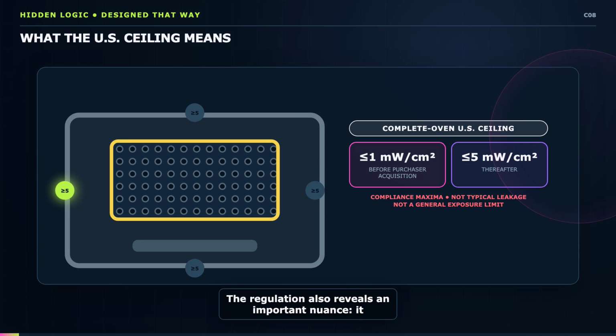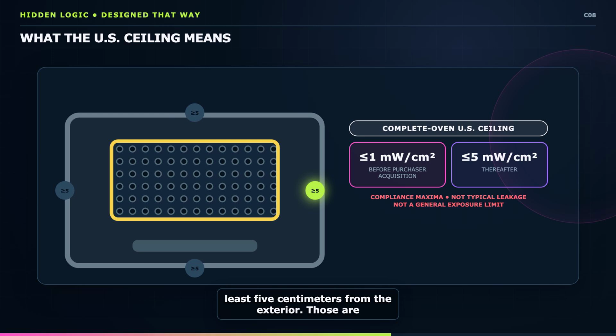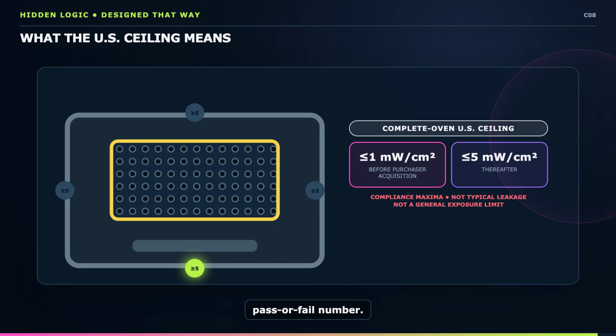The regulation also reveals an important nuance. It does not promise mathematically zero emission. For the complete oven, the US ceiling is 1 milliwatt per square centimeter before acquisition by a purchaser and 5 afterward, measured at points at least 5 centimeters from the exterior. Those are product compliance maximums under defined conditions, not typical leakage, not a general human exposure limit, and not a do-it-yourself pass or fail number.